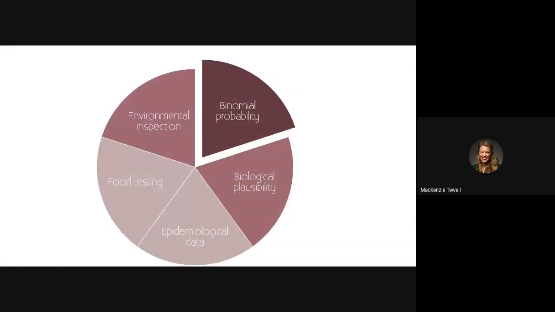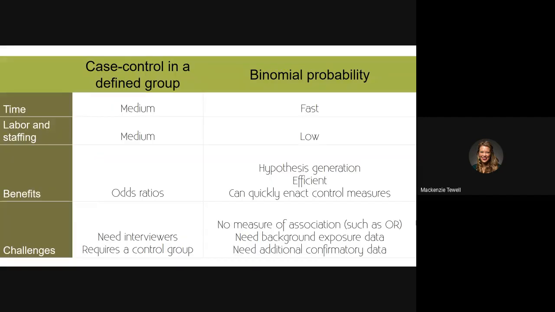Another consideration to make with the use of binomial probability is that it should never be used alone. Every investigation, whether binomial probability is used or not, should rely on multiple data sources. To finalize, depending on your outbreak, a case control study may or may not be indicated. Tacking on binomial probability is free and costs you nothing more than a few minutes. Each has its own pros and cons that should be weighed when deciding next steps in your investigation.